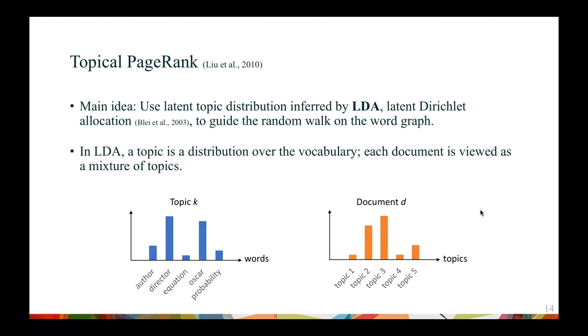For the people who don't know LDA, it is a topic modeling algorithm in which a topic is a distribution over the vocabulary, and each document is viewed as a mixture of topics. For example, if you look at this topic, it talks a lot about director and Oscar, but not so much about probability. So you could figure this is a topic about movies. And a document can be viewed as a distribution of topics. That's the basic idea.